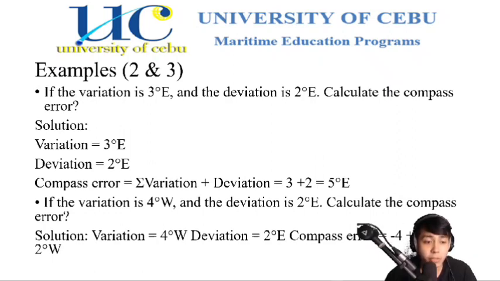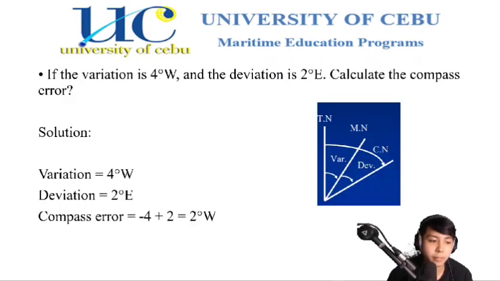Now, if the variation is 4 degrees west and the deviation is 2 degrees east, how do we calculate the compass error? In the solution, variation is 4 degrees west, deviation equals 2 degrees east, compass error equals negative 4 plus 2, we get 2 degrees west.